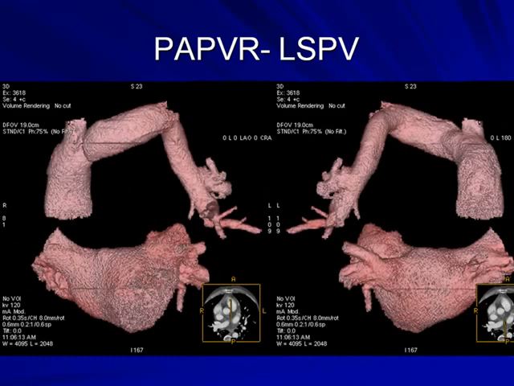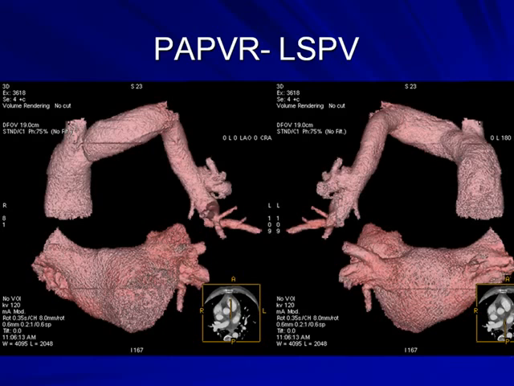Now, some people have looked at this, and this is a much less common form of PAPVR. This is actually the left superior pulmonary vein. It drains into what's called a vertical vein, which then drains into the innominate vein and then ultimately makes its way down to the SVC. But these aren't two different people. This is actually the same patient in both cases. Although I actually have seen this anomaly three times in the last 2 years. So it's not unheard of.